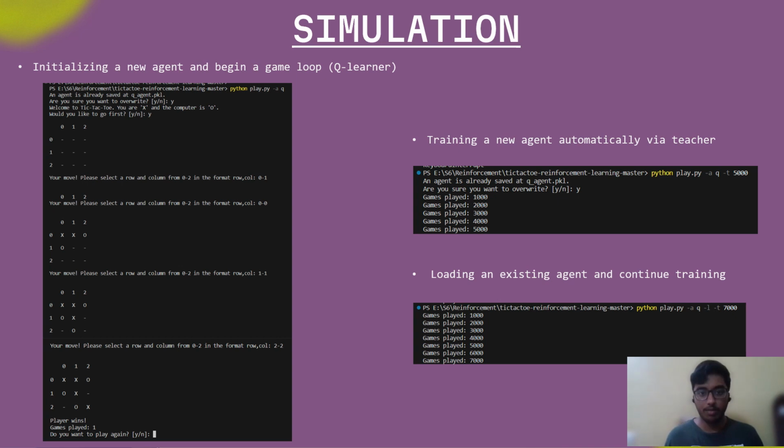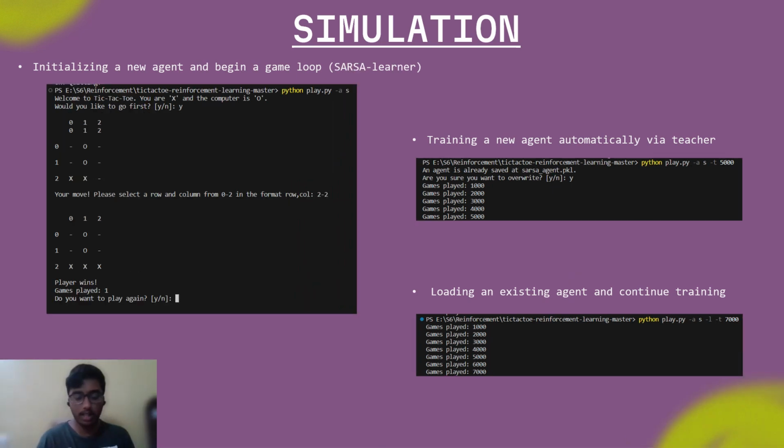This slide is the same as the previous slide, but in the previous slide we were using the Q-learning algorithm, and in this one we are using the SARSA algorithm to train the agent.